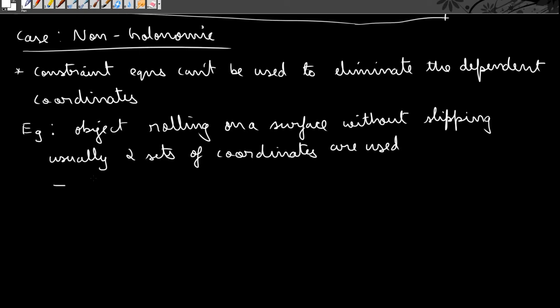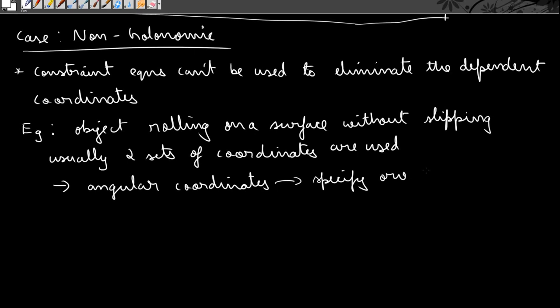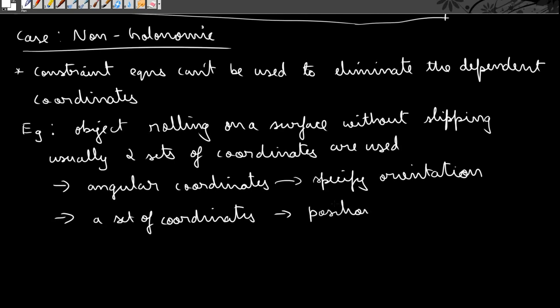So these two sets are the following. First of all, we need some angular coordinates which specify the orientation of the body. And the other thing we need is obviously the position coordinates of the point of contact. So we need a set of coordinates which describe the position of the point of contact.